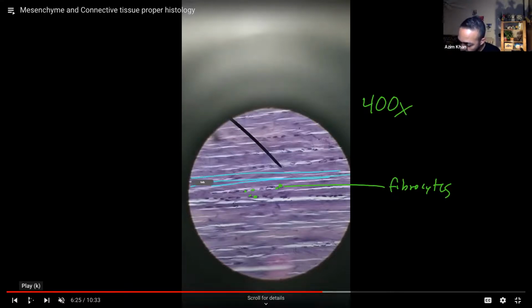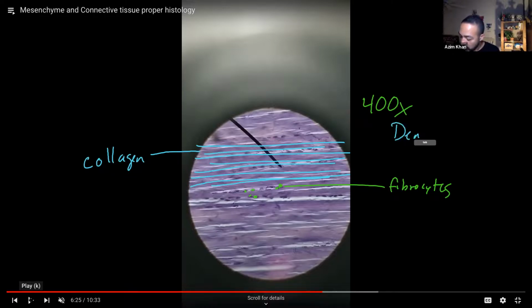And then all the fibers, these dark fibers that you see here, they're broad and straight. These broad, straight fibers are collagen fibers. This is dense, regular connective tissue, found in tendons and ligaments. I believe this is taken from a tendon. Dense, regular connective tissue.